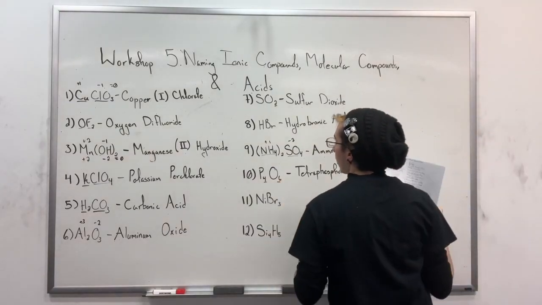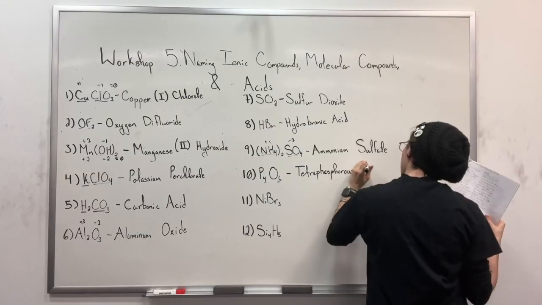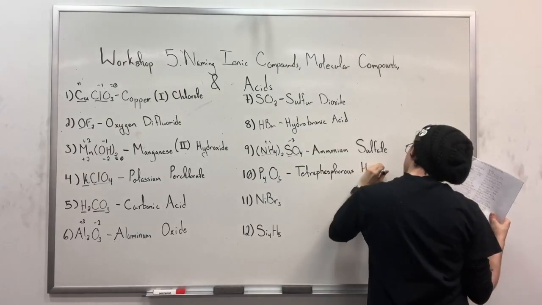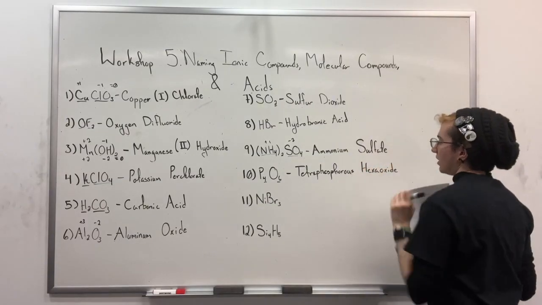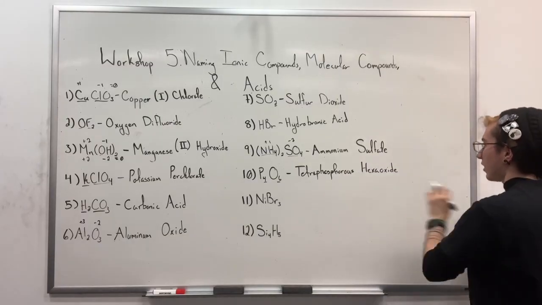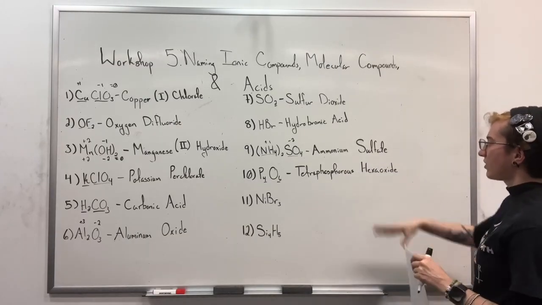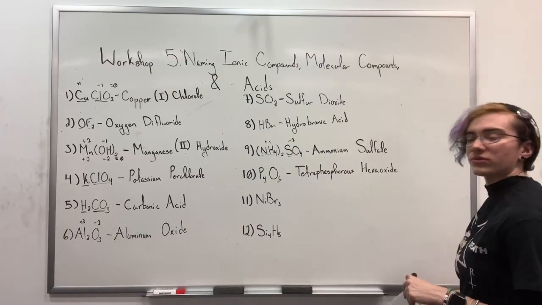6, the prefix is hexa, and we're working with oxide. So tetraphosphorus, hexa, ox, change of the ending, I-D-E. Tetraphosphorus hexa oxide. Or again, I've seen both hexa oxide and hexoxide, so that's likely more of just a preference thing.